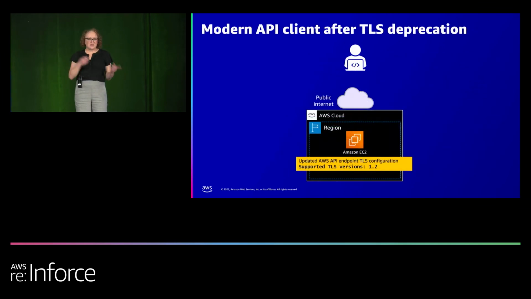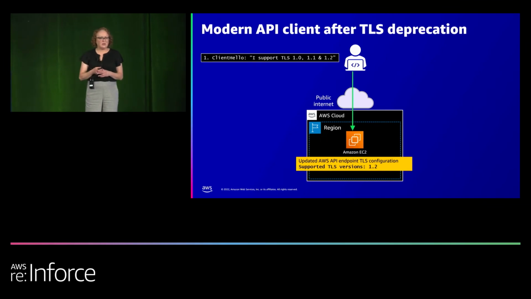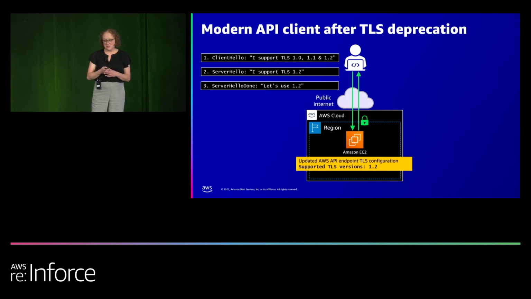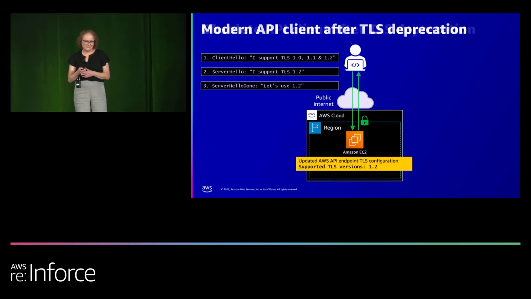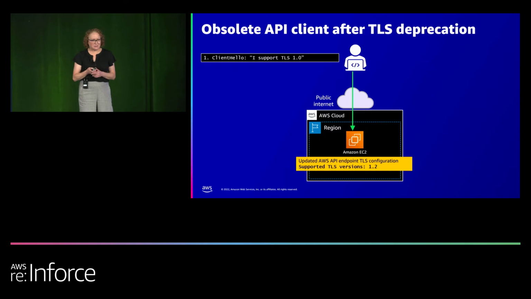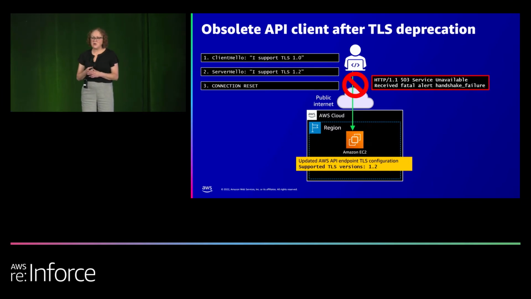Going back a little bit, just to tie this back to that workflow that we saw before, focusing just on the negotiation, this is just the client hello, part of the TLS negotiation. Modern client supports all the way up to 1.2. The server responds, I also support 1.2. Let's use 1.2, a successful TLS 1.2 connection. Again, with an obsolete client this time, the poor old client only supports TLS 1.0. The server supports TLS 1.2, and this is going to fail.